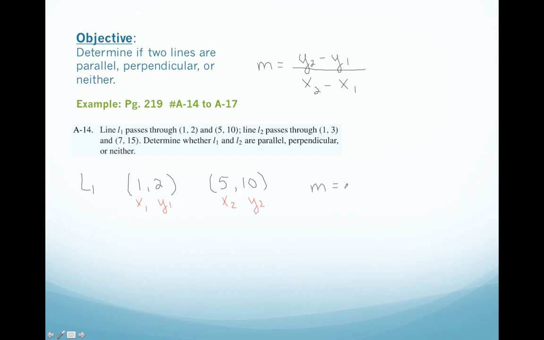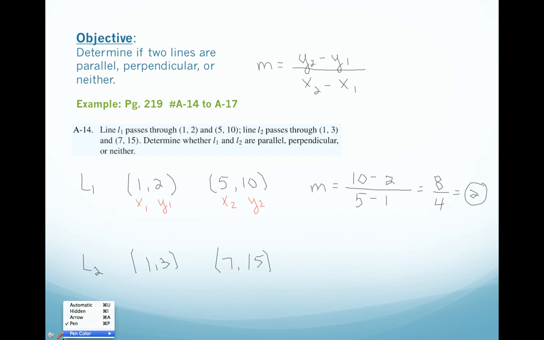A line that goes through these two points is going to have a slope of 10 minus 2 divided by 5 minus 1, which gives us 8 over 4, and that simplifies down to 2. Excellent. Now let's take a look at the second line. This line goes through the points (1, 3) and (7, 15). Let's see if this line is parallel to the first line, perpendicular, or neither.